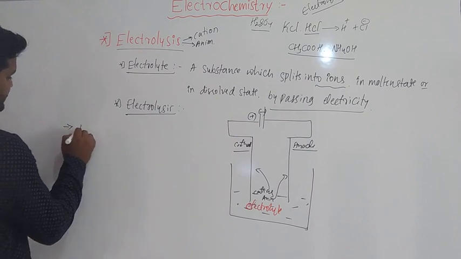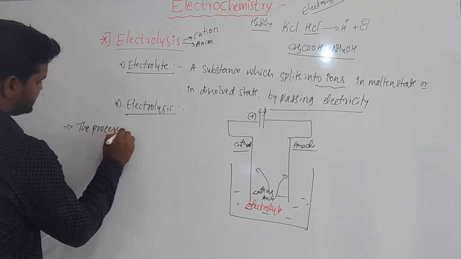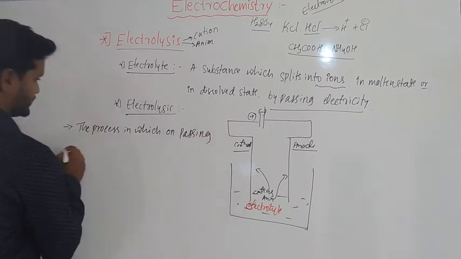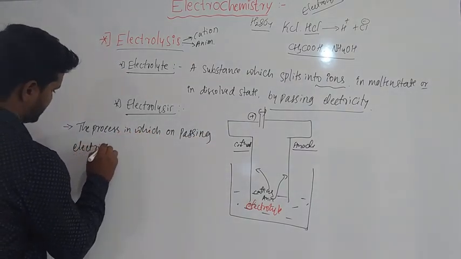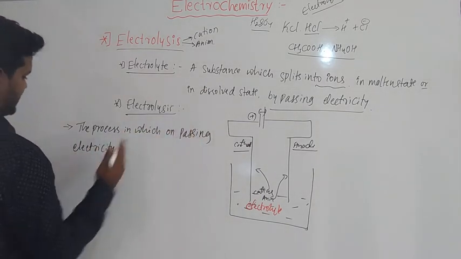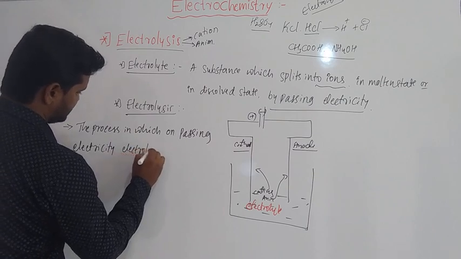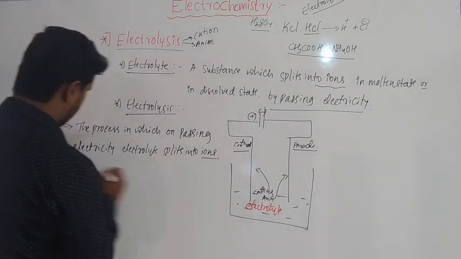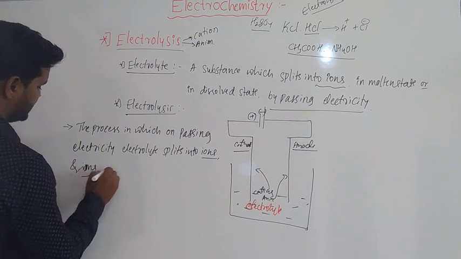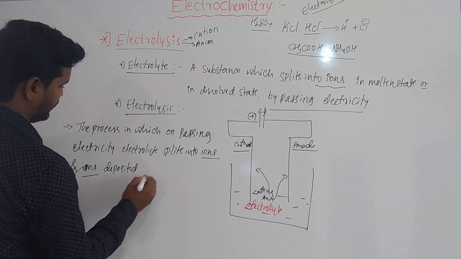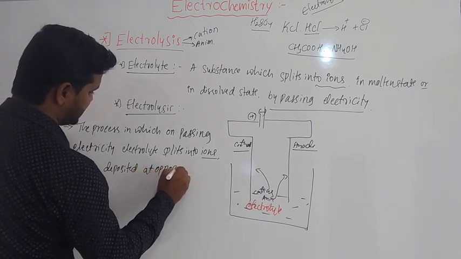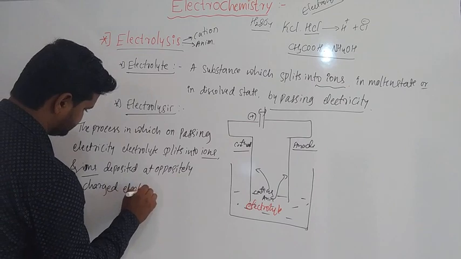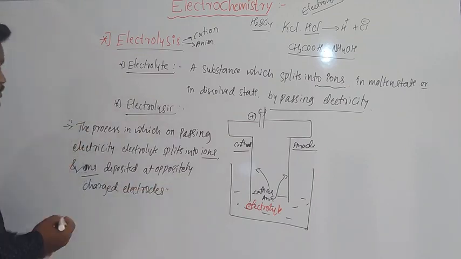The process in which, on passing electricity, the electrolyte splits into ions and ions are deposited at oppositely charged electrodes. It is called electrolysis.